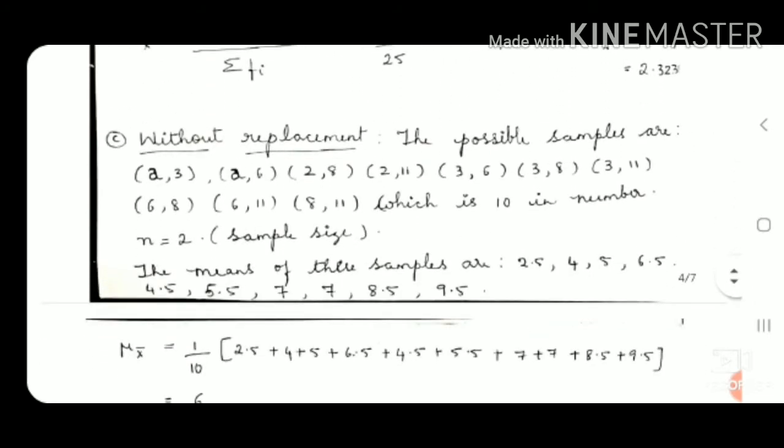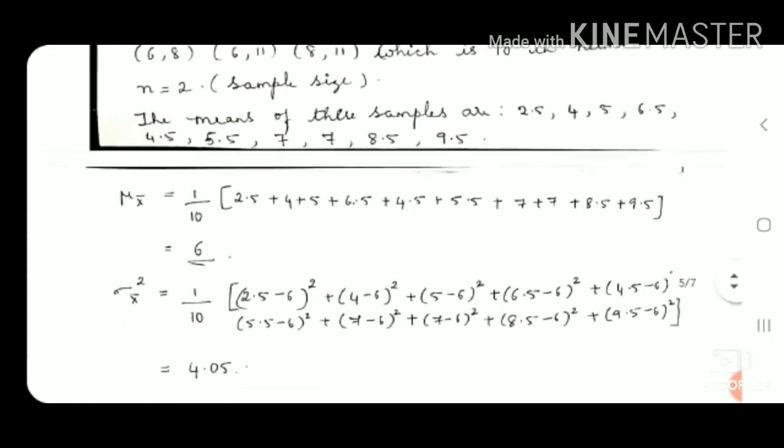So we have 2, 3, 2, 6, 2, 8, 2, 11, 3, 6, 3, 8, 3, 11, 6, 8, 6, 11, 8, 11. So the sample size is 2. The mean of each of these samples is calculated. Here we do not form the frequency distribution because most of the means appear only once, so the mean is just taken as raw data. We take the sum of the means divided by 10, which gives us 6.